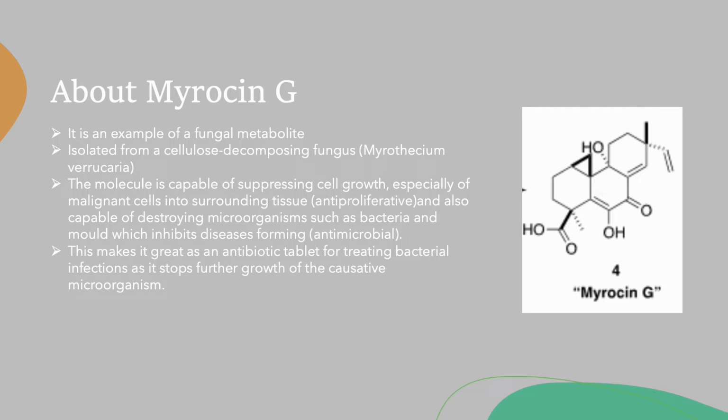So just a bit about Myrocin G. It's a fungal metabolite, and you can see the structure of it on the right over here. It is isolated from a cellulose decomposing fungus, and the molecule itself is capable of suppressing cell growth. And this is really important because it can then be used to make antibiotic tablets for treating bacterial infections, and it does this by stopping further growth of the causative microorganism.